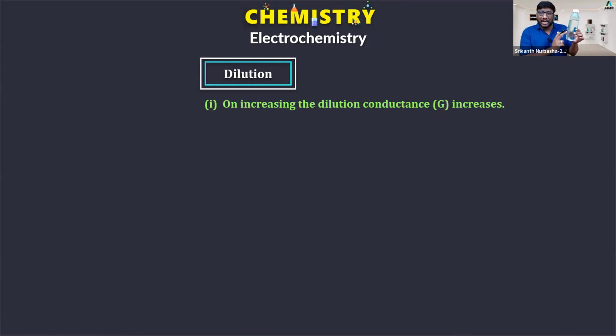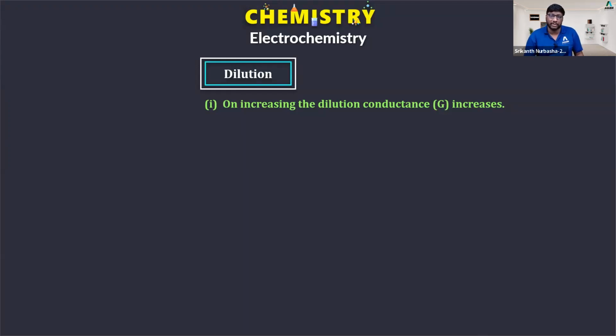H+ and Cl- have an electrostatic force of attraction, right? With the addition of water, we have the same number of HCl molecules, the same number of H+ and Cl- ions, but because of dilution the distance between H+ and Cl- increases, because they now occupy a greater volume. That means interionic attraction is decreased. The same HCl is now present in a larger volume. For a strong electrolyte, if I do the dilution, the interionic attraction decreases. Because of that, conductance increases.